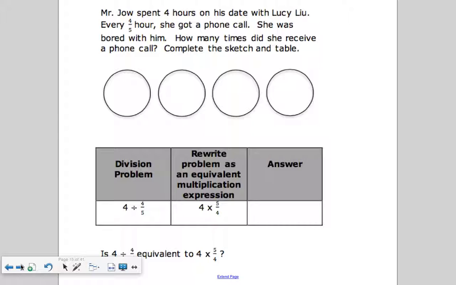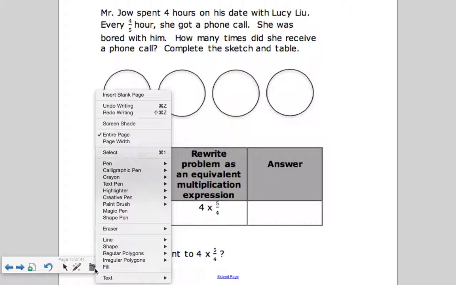So Mr. Joe spent 4 hours on his date with Lucy Liu. Every 4/5 hour, she got a phone call. Dang her. Am I that boring? She was bored with me. How many times did she receive a phone call?